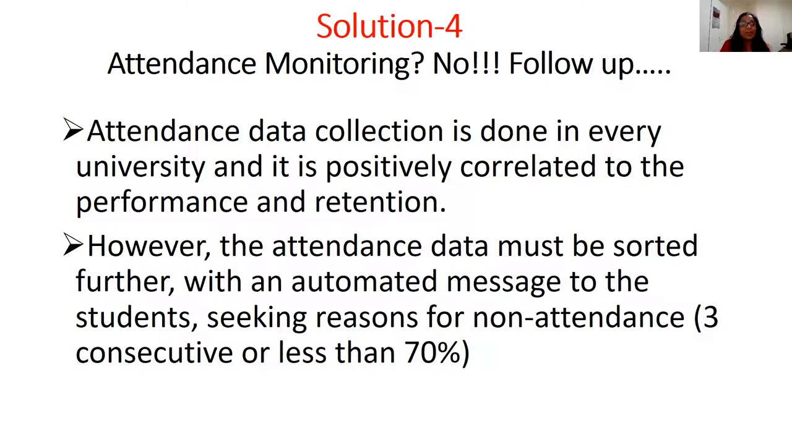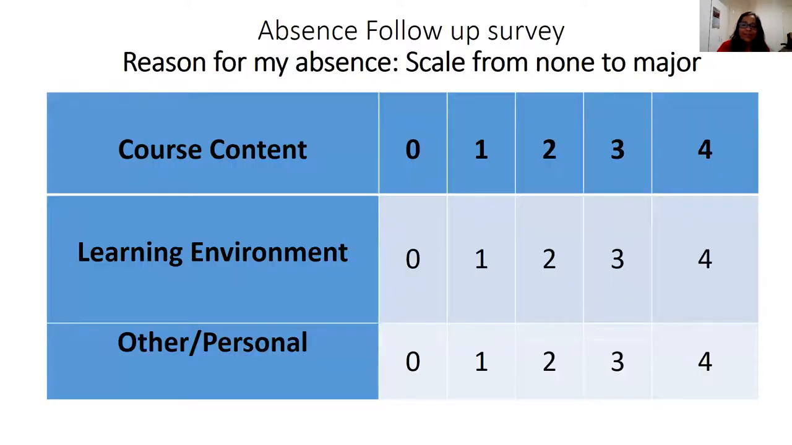Last but not least, attendance monitoring and follow-up. We should follow up, because attendance data are monitored by the universities, but very little is done to actually ascertain the reasons behind that absenteeism. And this is ultimately for the purpose of reducing attrition, because if the cause of absenteeism is left unaddressed, there is every chance over time the student would leave the university.